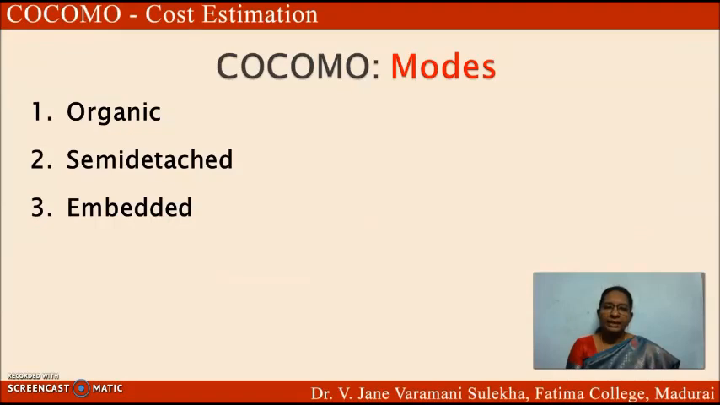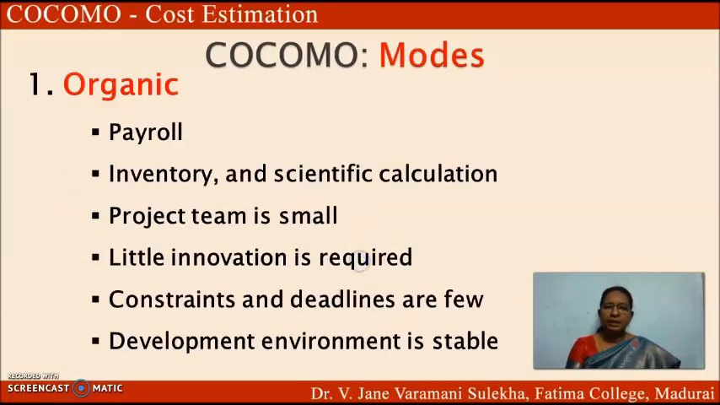We have three types of modes in COCOMO. First one is organic, second is semi-detached, and third one is embedded. Now let's see one after the other. First mode is organic. Using organic mode, we can calculate the effort and schedule of payroll calculation, inventory and scientific calculation also.